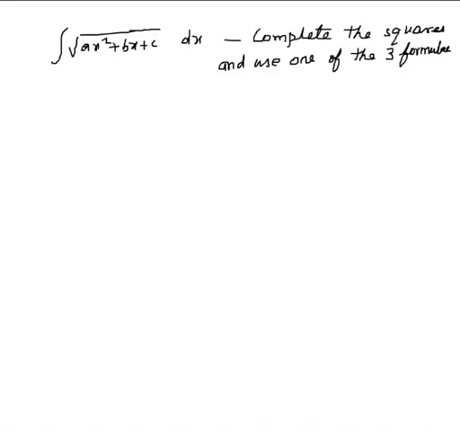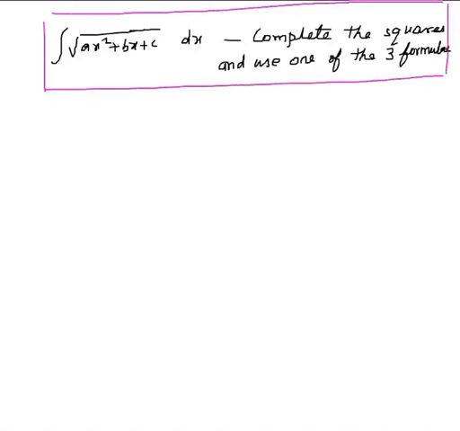Before completing the squares, if a is a positive number, you may take a outside the square root, which will become root a times root of x square plus b by a x plus c by a, and then complete the squares. Or keeping a inside also, you may complete the squares. Write this in the formula notebook and memorize this method along with those three formulae.